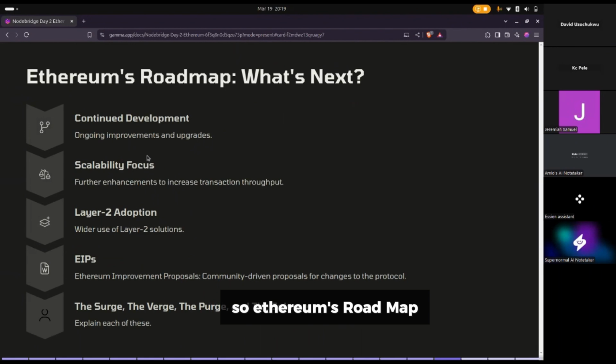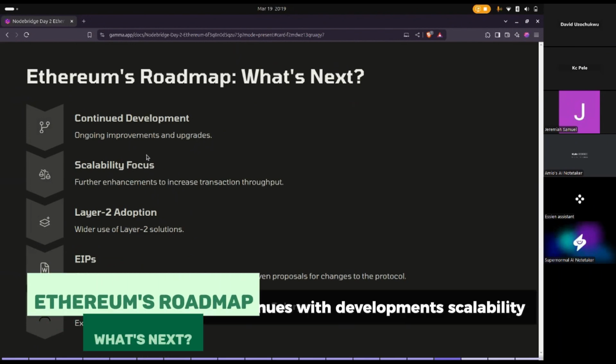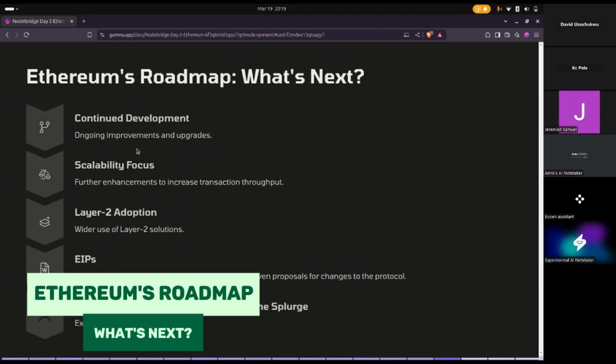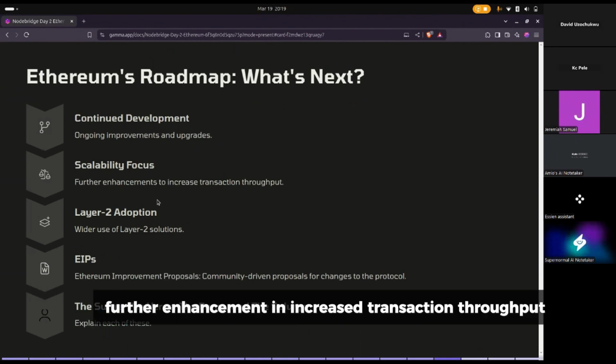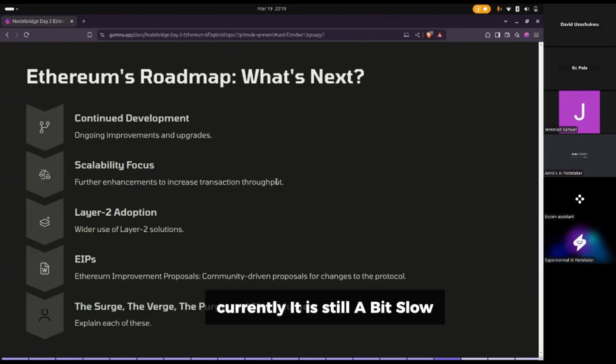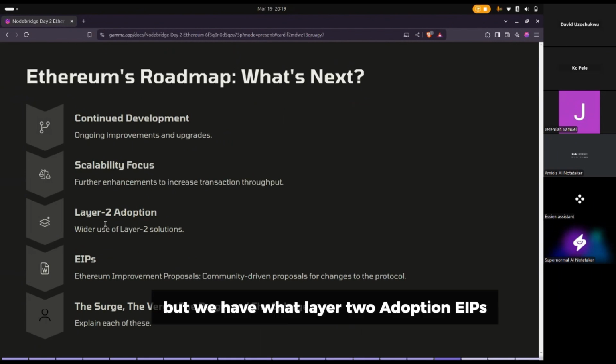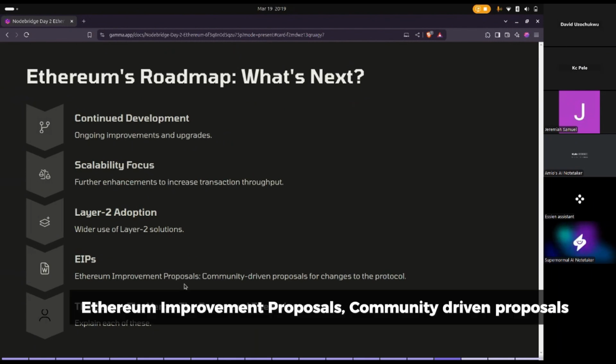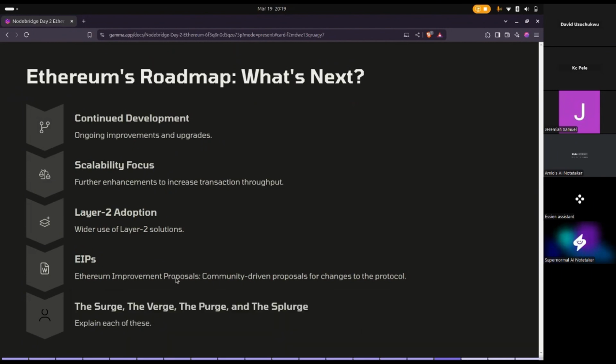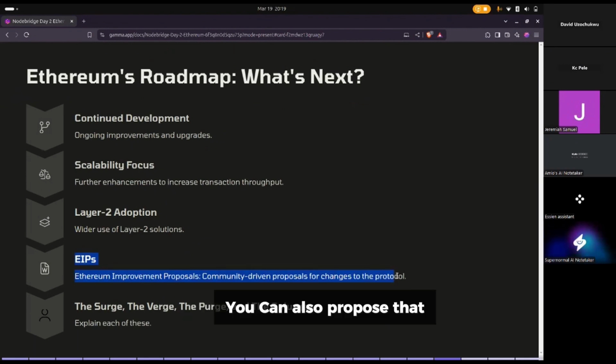So Ethereum's roadmap, what's next? Continuous development, scalability focus, further enhancement and increased transaction throughput. Currently, it is still a bit slow, but we have Layer 2 adoption. EIPs, Ethereum Improvement Proposals, are community-driven proposals. You can also participate in this. If you feel there is something you want to see on the blockchain, you can propose that. Just read through the guidelines, and who knows, it can be implemented.